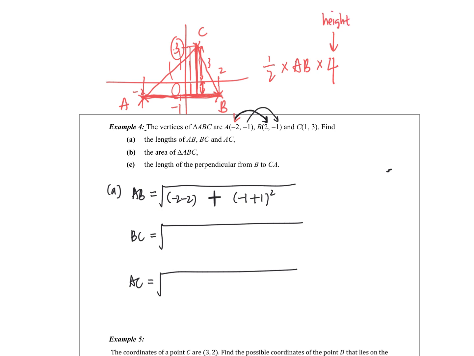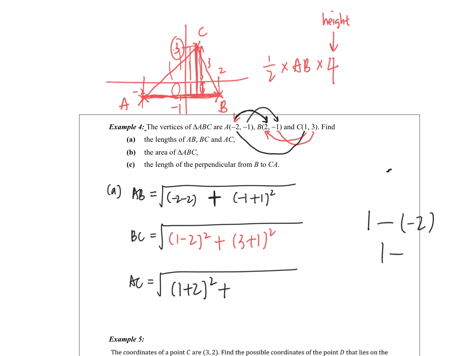Okay, but let's continue. BC. 1 minus 2 square. And then 3 minus minus 1. So 3 plus 1. Okay, last one. AC. You use 1 minus minus 2. So it's plus 2. Why got plus? Because minus negative 2 become plus. 1 minus negative 2. So become 1 plus 2. Okay, same thing. 3 minus negative 1. So become 3 plus 1.